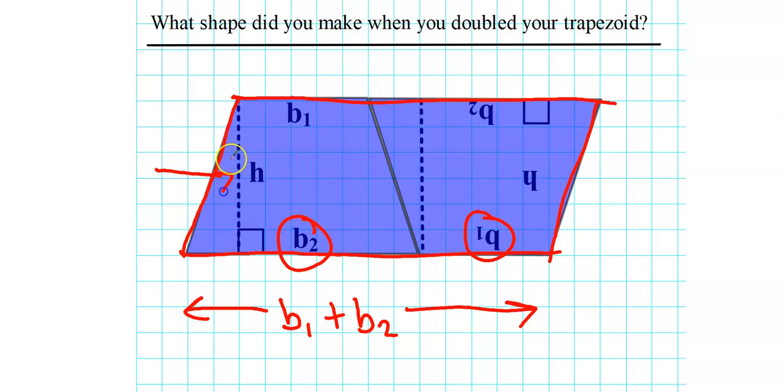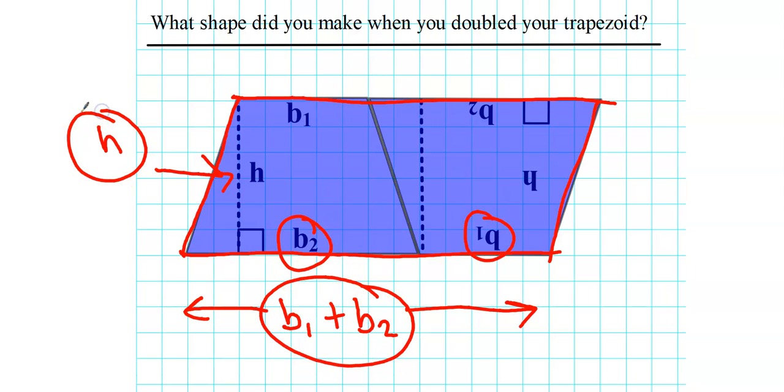And this is still the h, right? So you know to find the area of a parallelogram, you take the base and you multiply by the height. But now it's just a little confusing because the base, when I duplicated my trapezoid, it turns out that the base all the way across the parallelogram is now the top and the bottom added together.